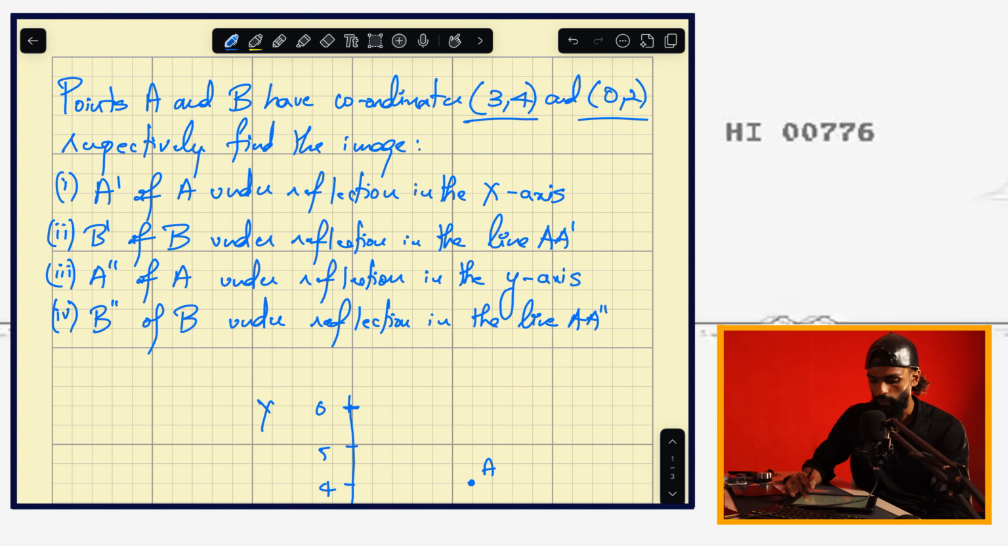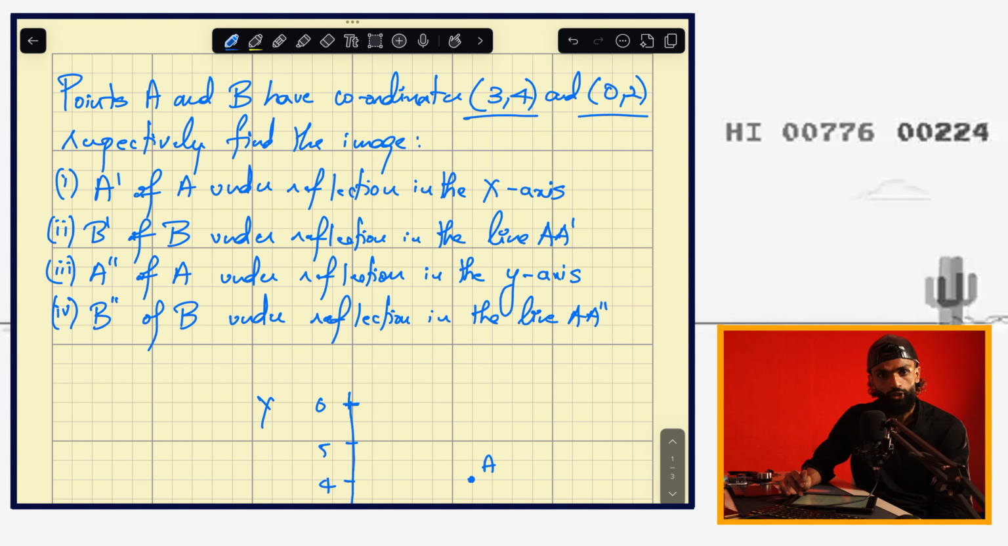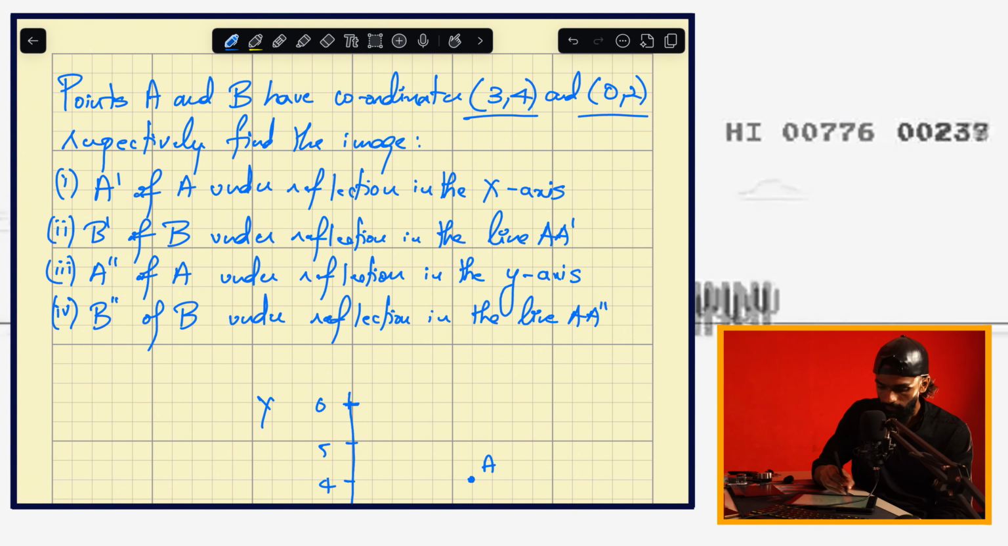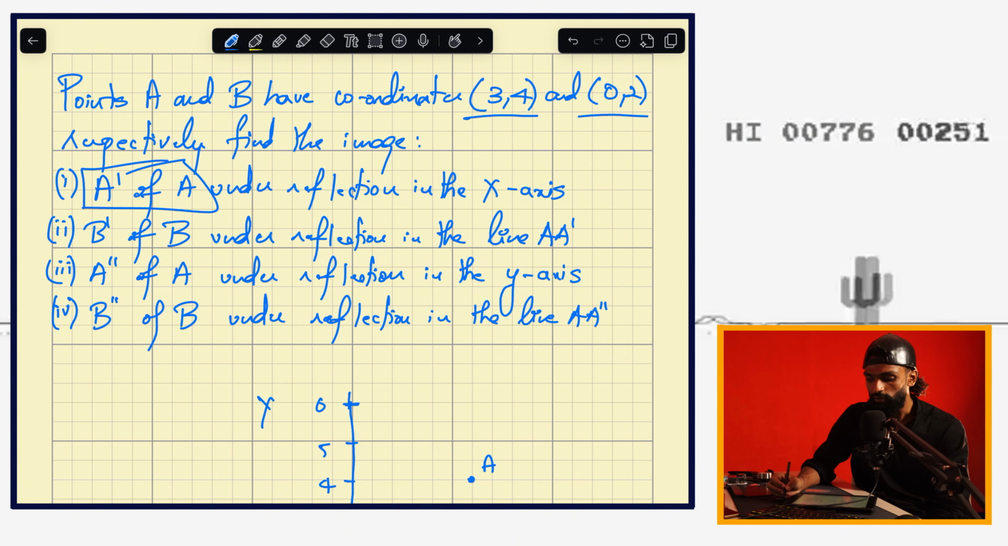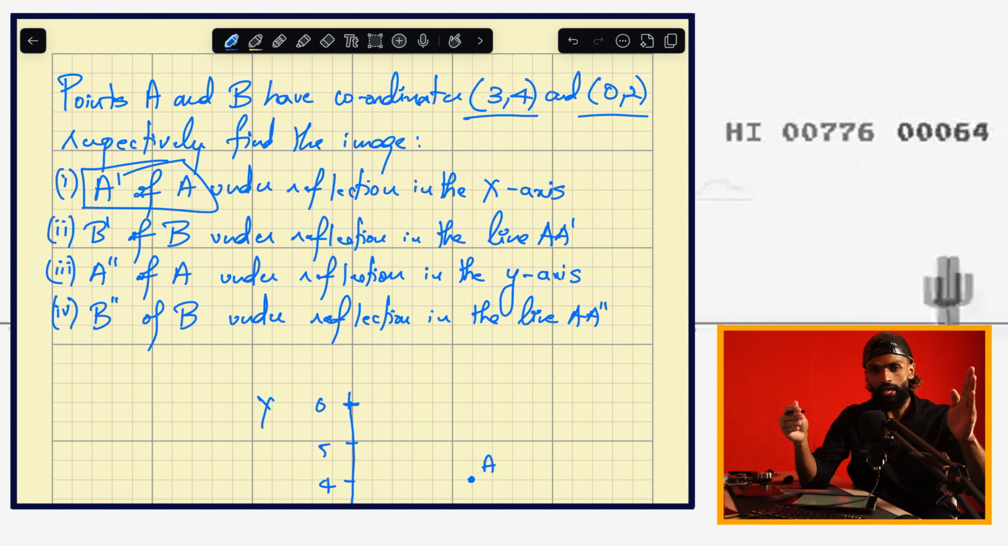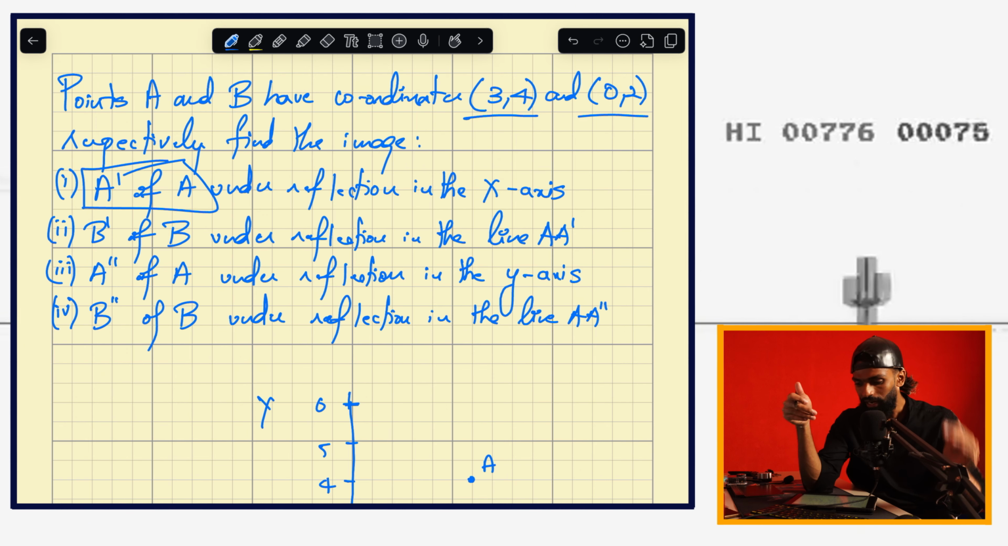Now let's go to the first sub question. I'm supposed to find the image A dash of A under the reflection in the x-axis. Superb question. But it's very simple also. So in simple language, they're asking me, object is A, image is A dash. Who is the mirror? X-axis is the mirror. Fortunately, we know the formula.